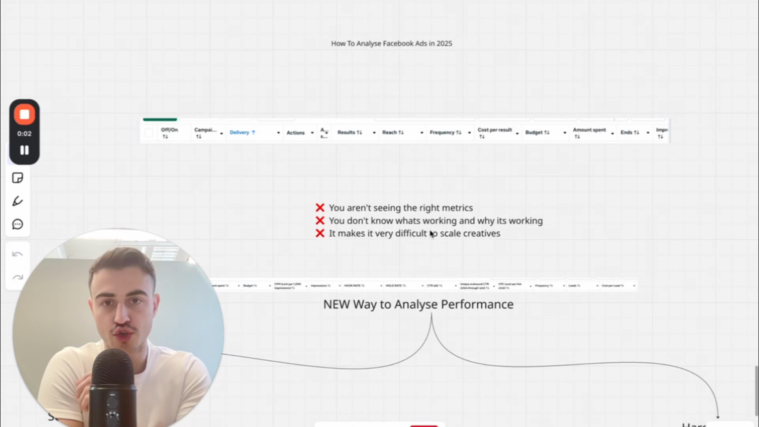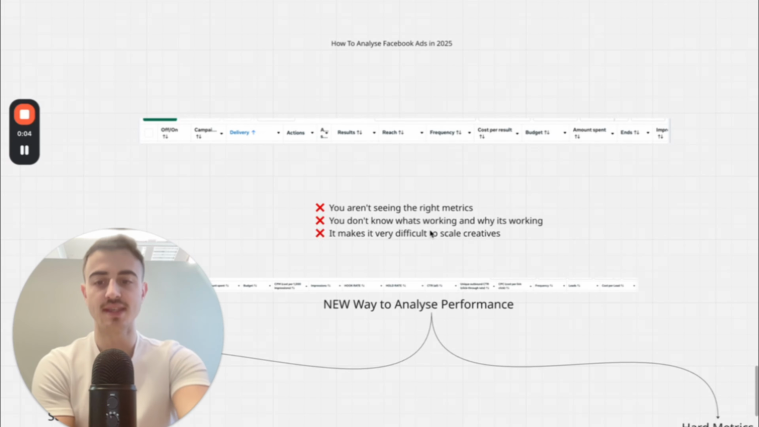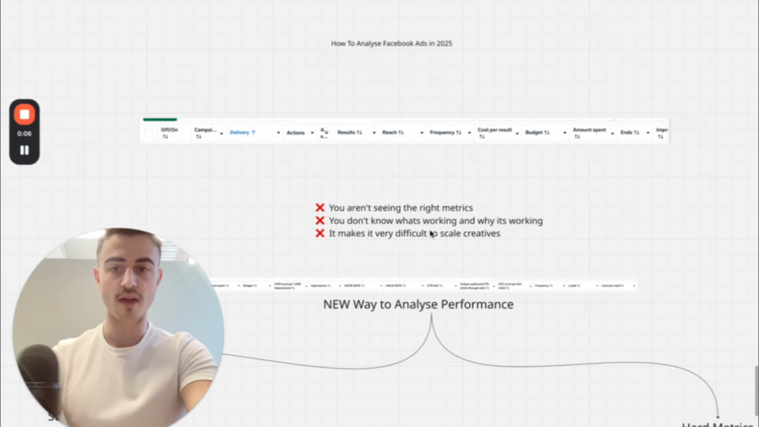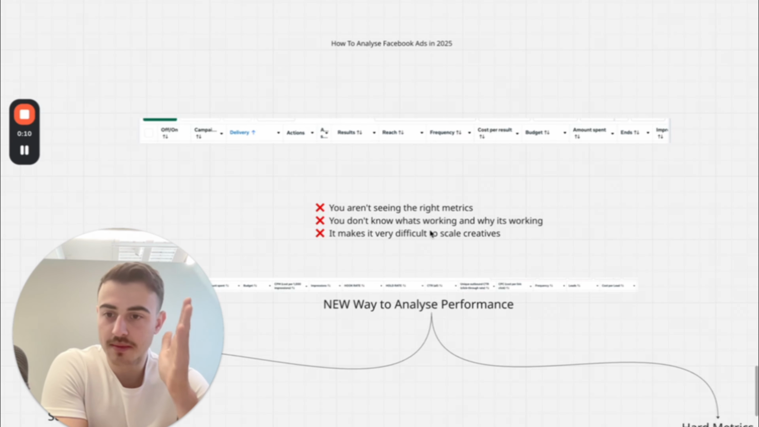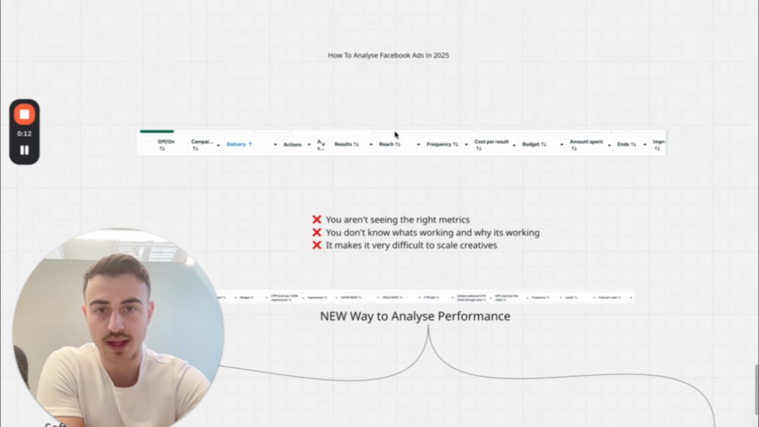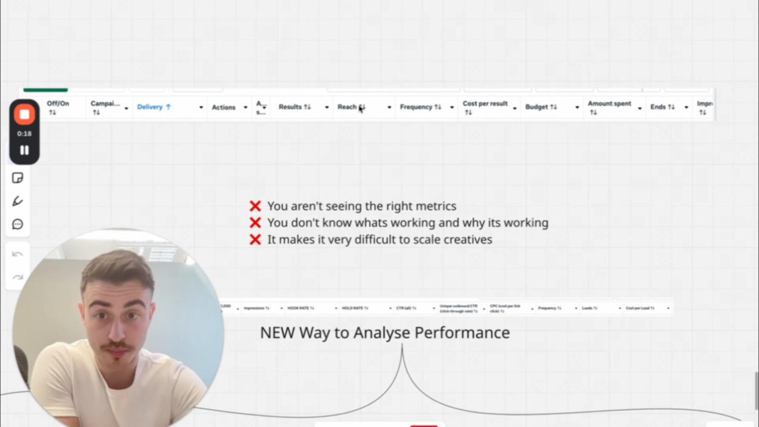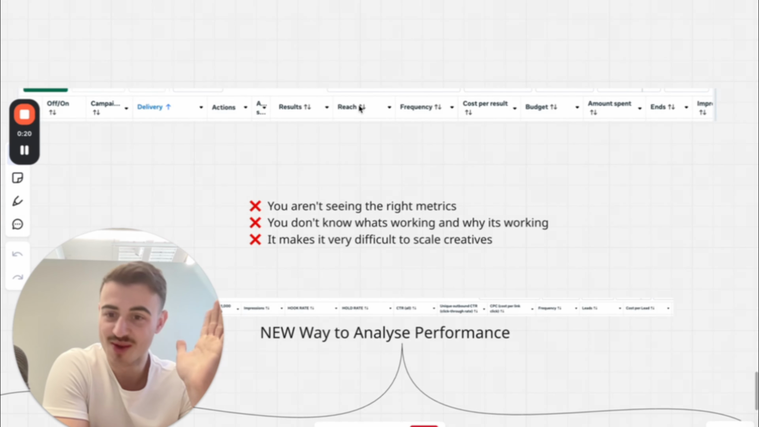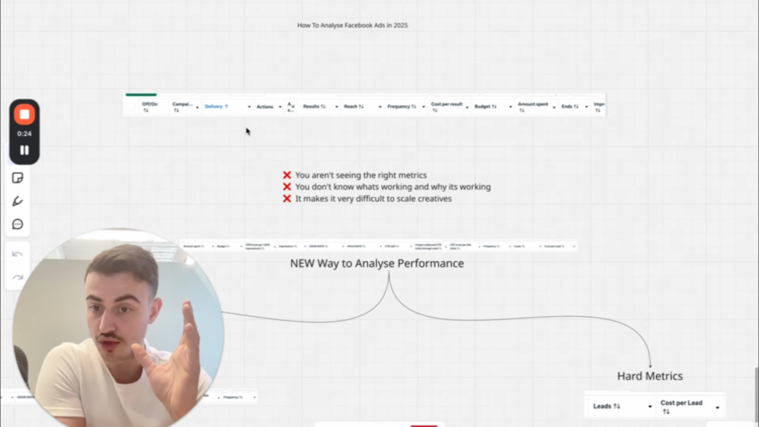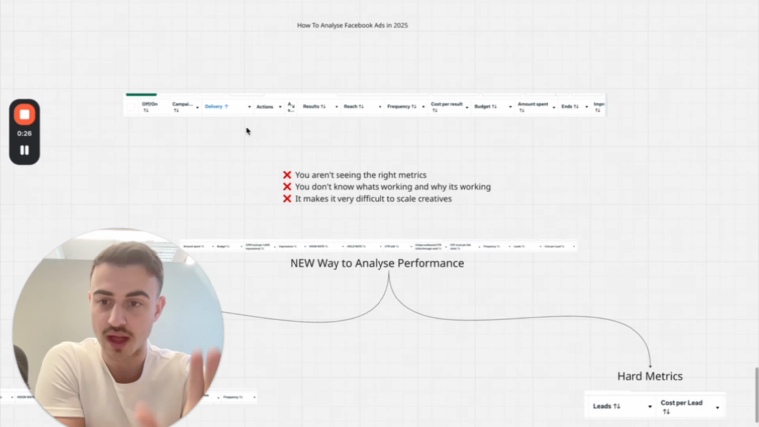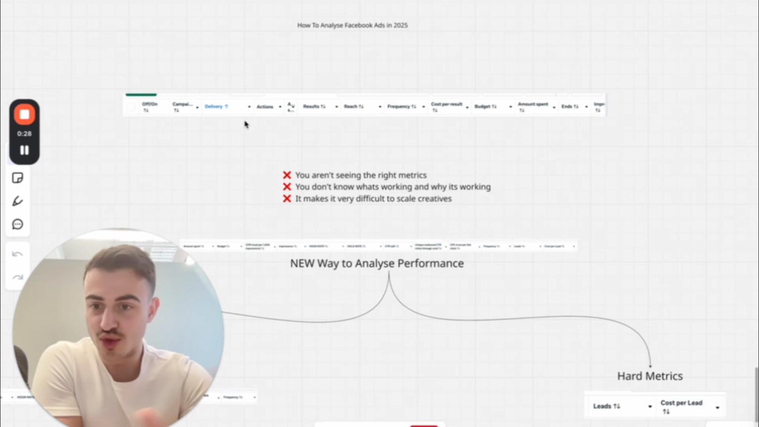All right, guys, going straight into it: how to analyze Facebook ads in 2025. The big mistake people make is the columns they have in the ad account, and that's to say if you even have it in the ad account. If you're boosting posts, please, what are you doing? If you're running ads in the Ads Manager, which you definitely should be, good. If you're not doing that, then do that first.